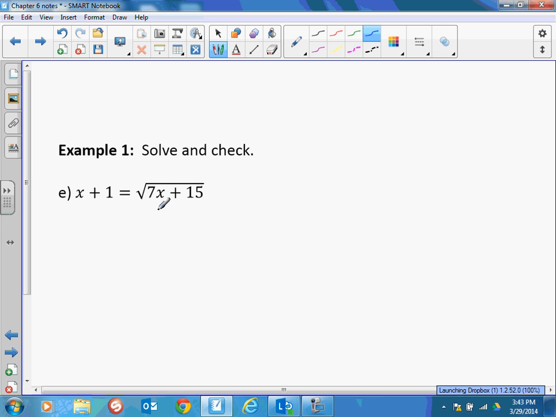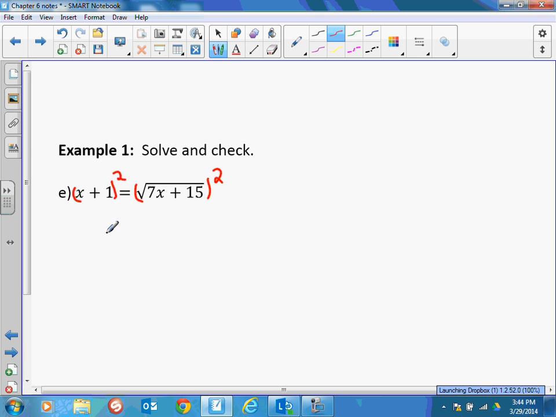Okay, notice how this one looks a little bit different. Be on the lookout when you have more than one variable on each side and you have one radical. Same rules apply here. To get rid of the square root, we have to square it. So we're going to do x plus 1 squared. And we're going to square this, okay?